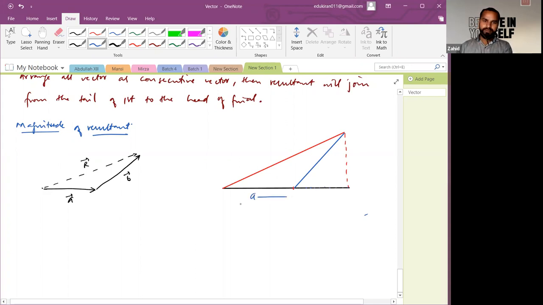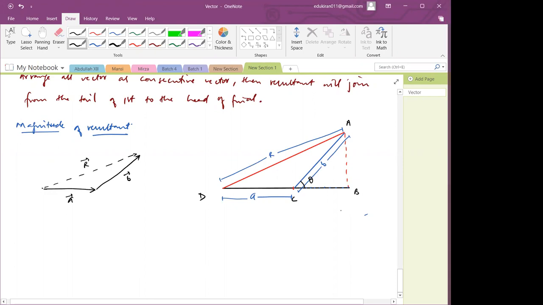A is from this point to this point. I have extended this particular line to this, and B is from this point to this point, and resultant R is from this point to this point. Now, angle between A and B is this term, let's say theta. So A, B, C, and D. Is it clear till this diagram?